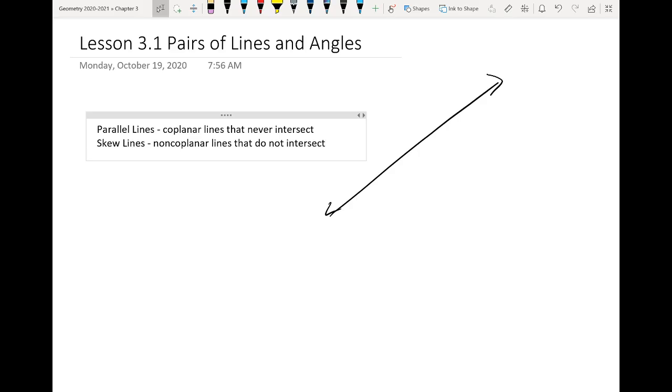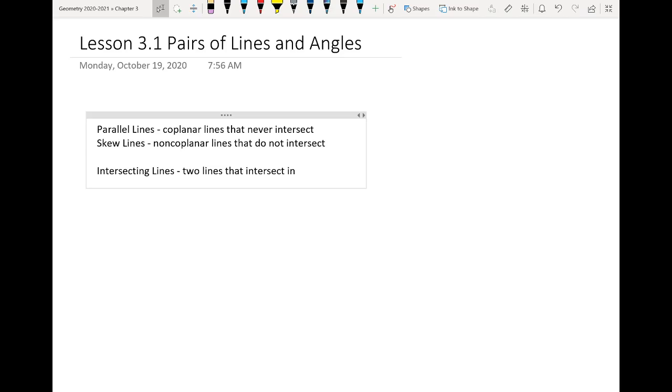We have lines that are never going to touch each other, in this case both of these, versus what we've already learned about, and you probably already have this note somewhere, which is intersecting lines. Those are two lines that intersect in a plane at exactly one point.